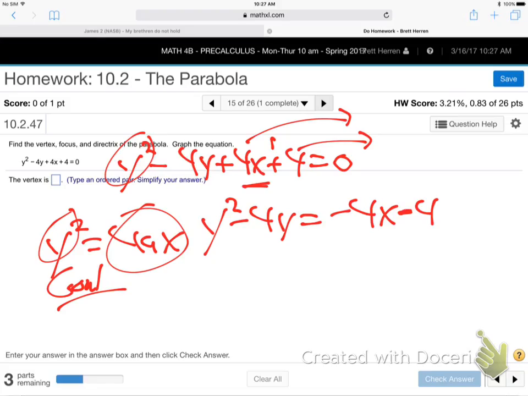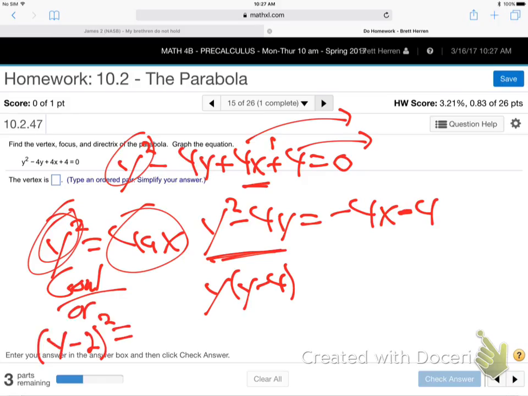Now, what's this y squared minus 4y stuff? I don't remember anything looking that way. What am I going to do about that? If I factored out the y, that's not the look. The look is y squared, or for the harder ones, y minus a number, like y minus 2 squared. Or just y squared, which we're not. So I've got to make it look like that.